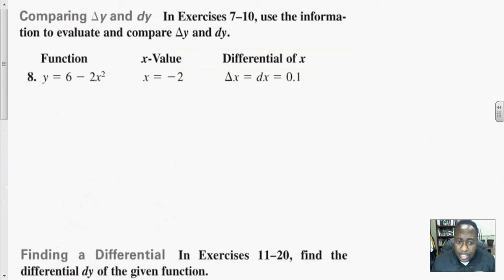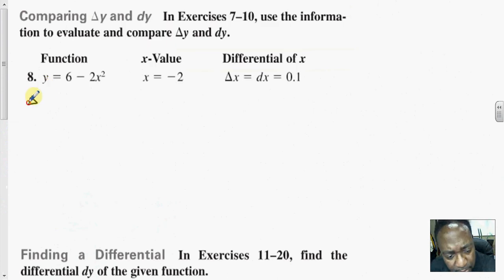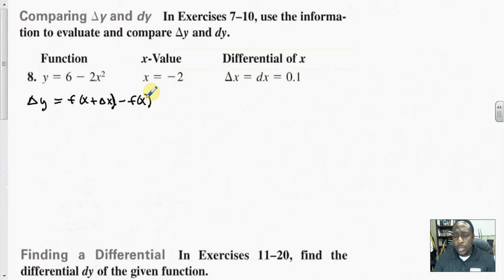Exercise 7 to 10, this is number 8. Use the information to evaluate and compare delta y and dy. So we first compute delta y. Delta y is f of x plus delta x minus f of x. And you understand where that comes from.